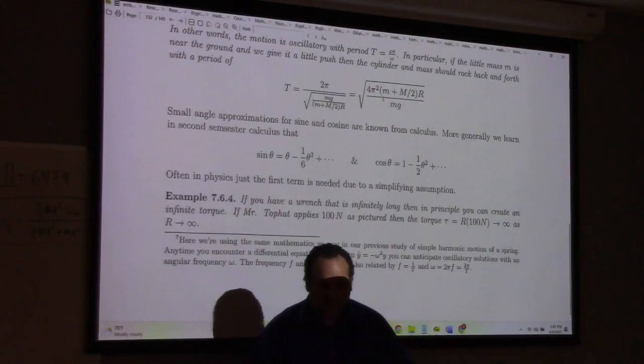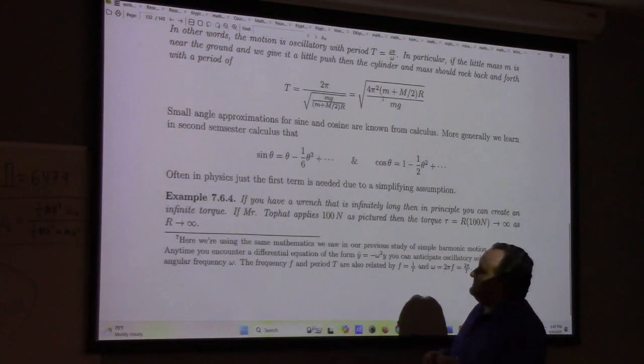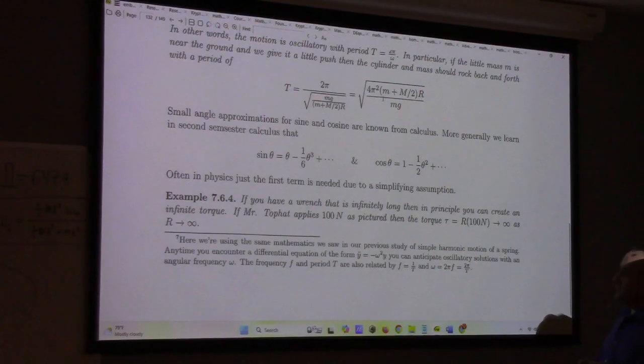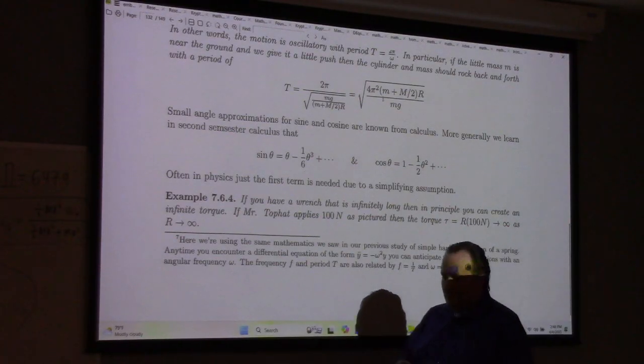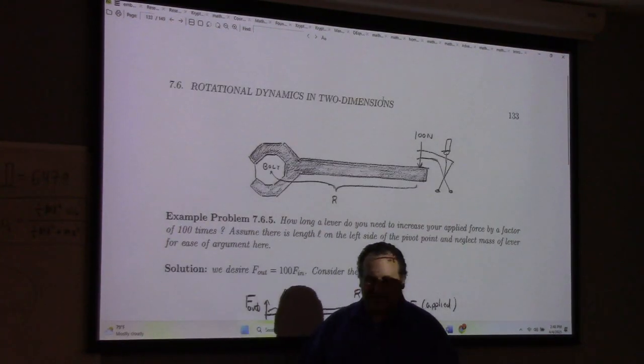Oh, here's another one. Suppose you have a wrench that's infinitely long. Then in principle you can create infinite torque. Check this out. If Mr. Top Hat applies 100 newtons as pictured, then the torque, R times 100 newtons, goes to infinity as R goes to infinity.